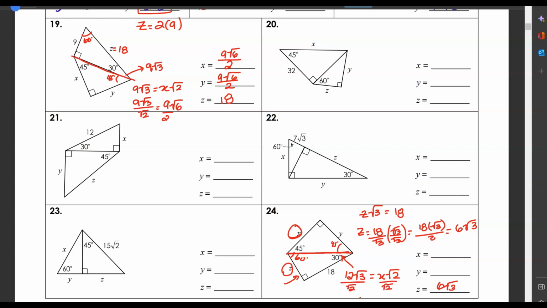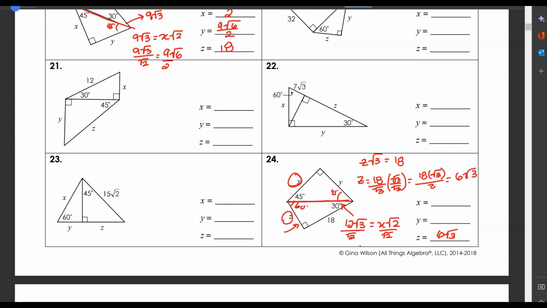And so we're left with, and then we have to rationalize it. So let's come over here real quick. So then we're going to end up with 12 root 3 times root 2 all over 2. These reduce, and I'm going to have 6, and then this is the square root of 3 times the square root of 2, which gives me the square root of 6. So I'm going to have 6 root 6 and 6 root 6 because x and y are the same.